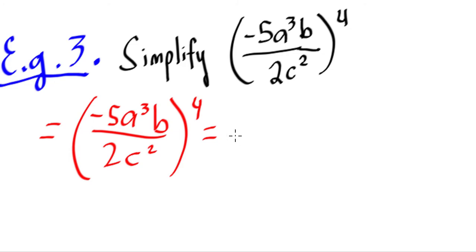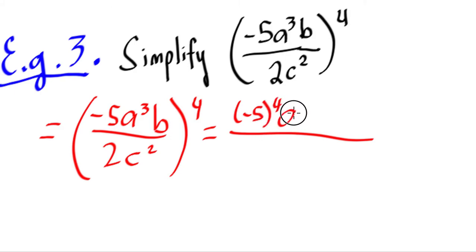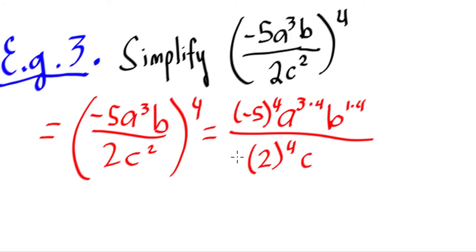So what we'll do here is we're going to have negative 5 all raised to 4, a by the power of a power, so this becomes 3 times 4, and then b becomes 1 times 4. And then our denominator will be 2 raised to 4, and then our c squared times 4.